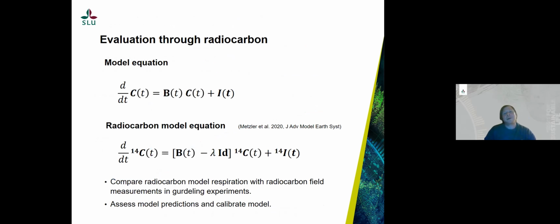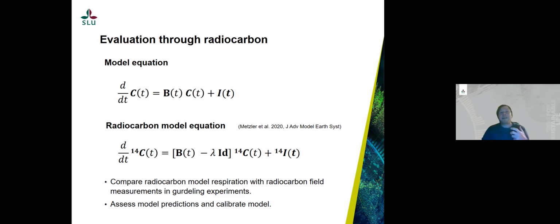Suppose we can describe our tree model by a system of ordinary differential equations. Here, the first equation. Then with a very simple mathematical adaptation, we can also model the radiocarbon component of this model. Here in the lower formula, the lambda is just the radiocarbon decay rate. ID is the identity matrix, and 14I(t) is the adapted inputs of radiocarbon. And these adapted inputs are a mix of the inputs I(t) of the original model and the radiocarbon bump curve, so the radiocarbon amount in the atmosphere that Henrik showed before.